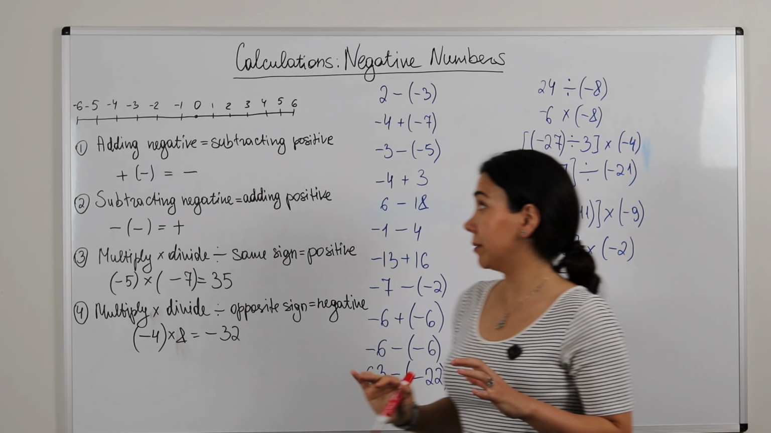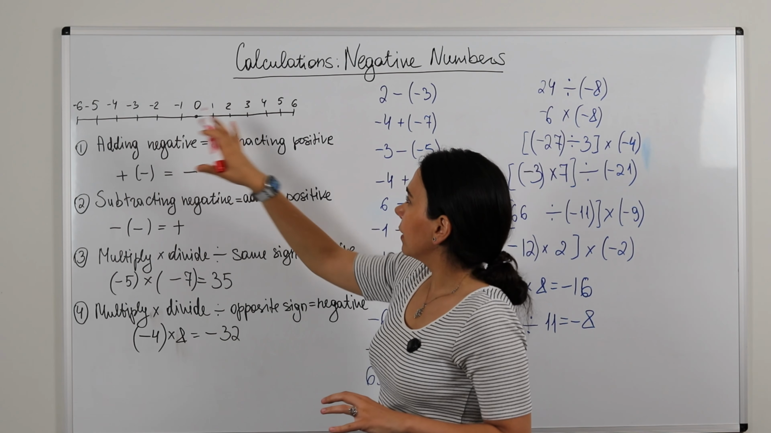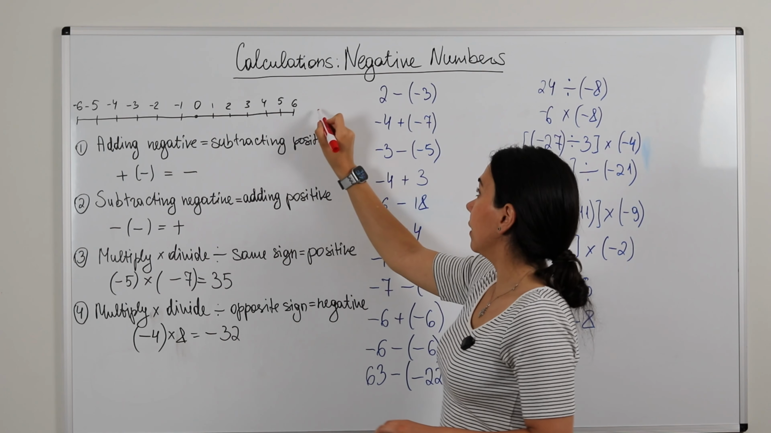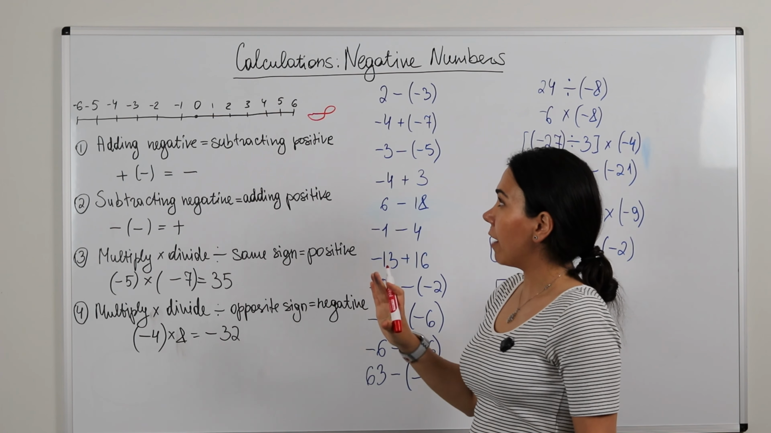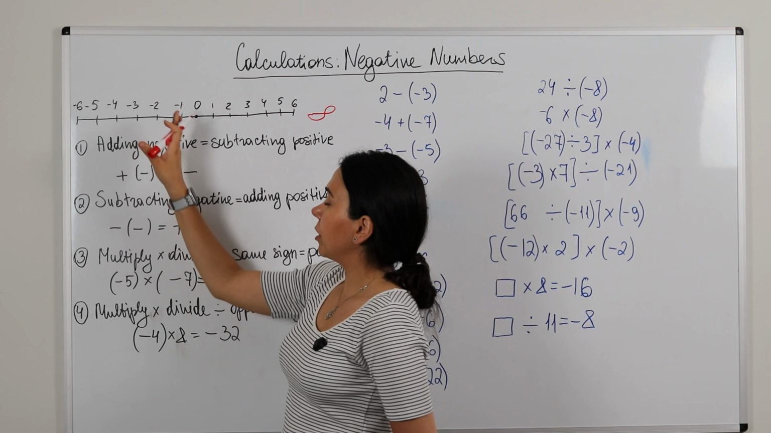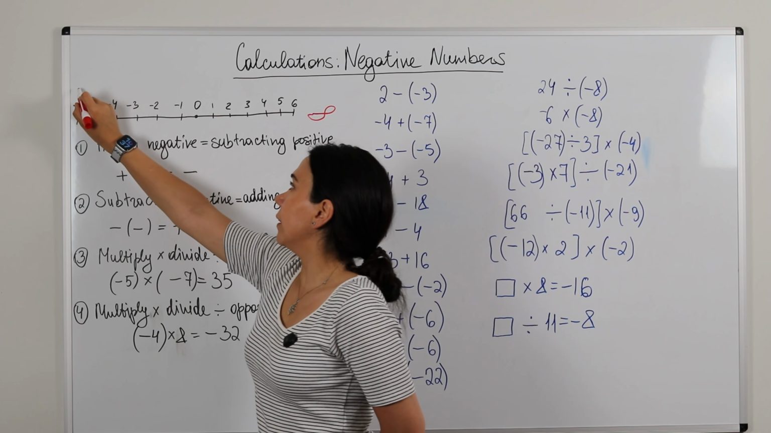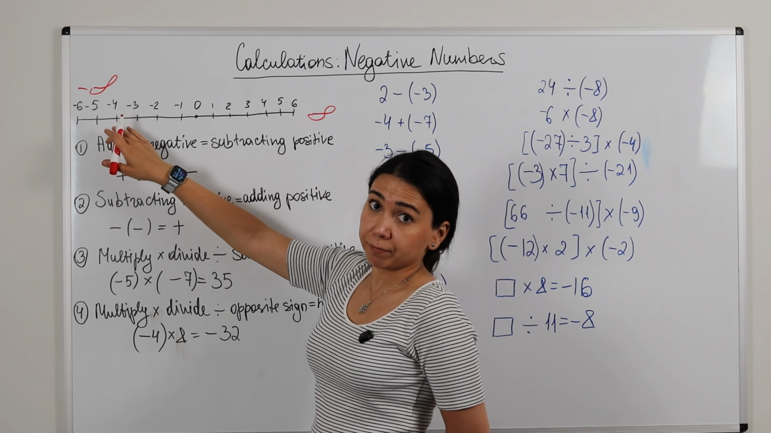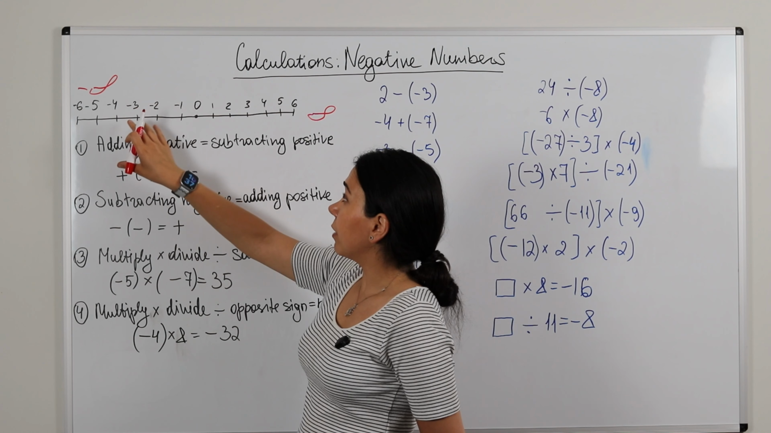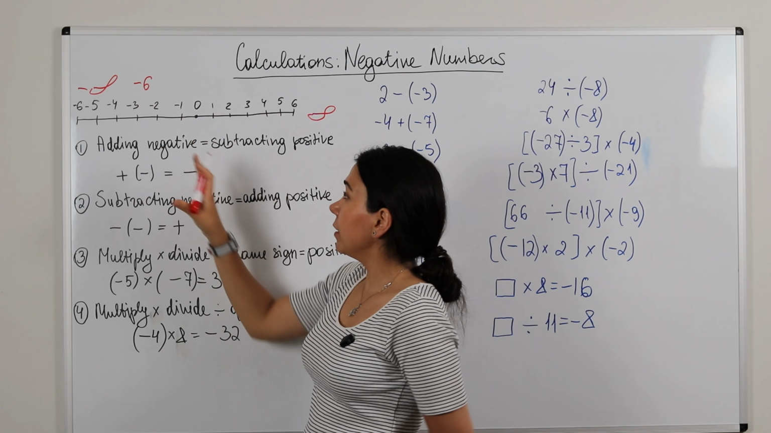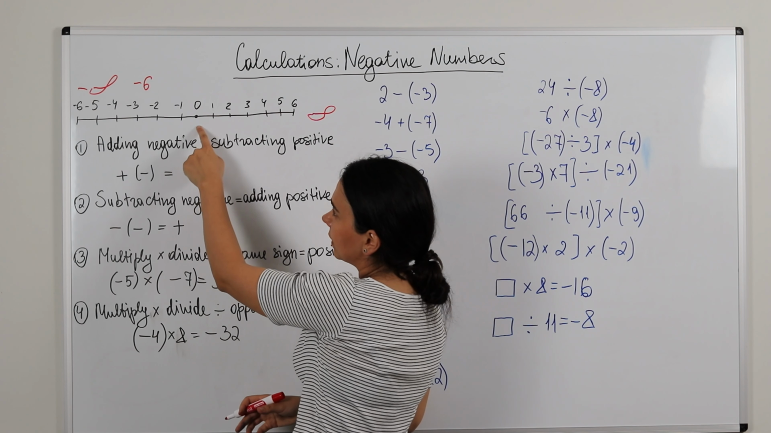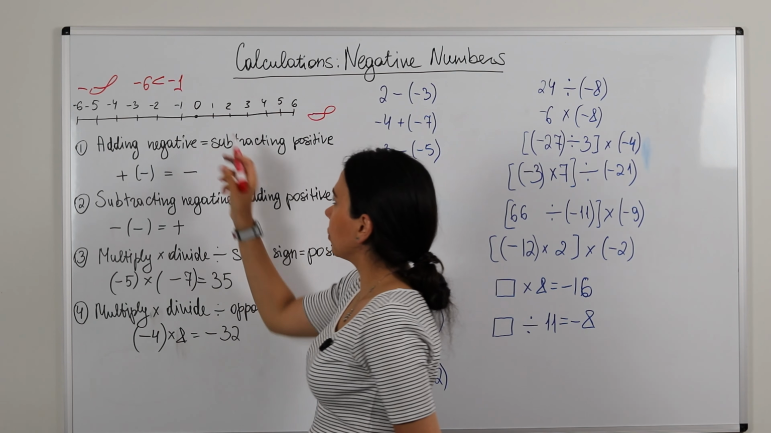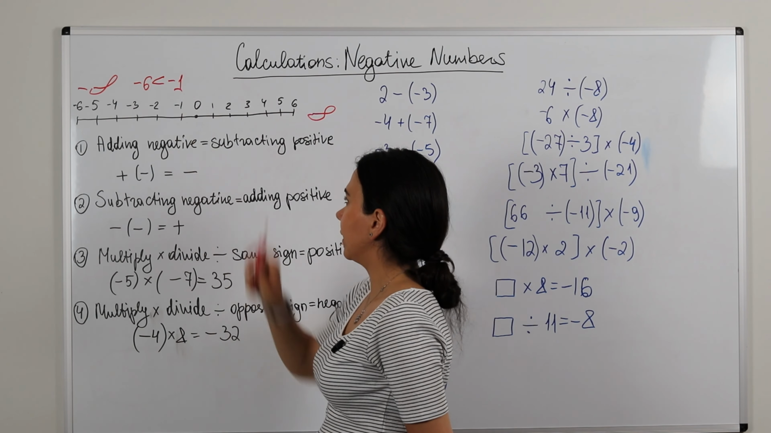Calculations with negative numbers. As a reminder, we have positive numbers 0, 1, 2, 3, 4 until infinity. Then we have negative numbers 0, minus 1, minus 2, minus 3, minus 4 until negative infinity. With negative numbers it's vice versa. So minus 6, we look at how far it is from 0. Minus 6 is smaller than minus 1, because minus 6 is further away from 0 than minus 1.